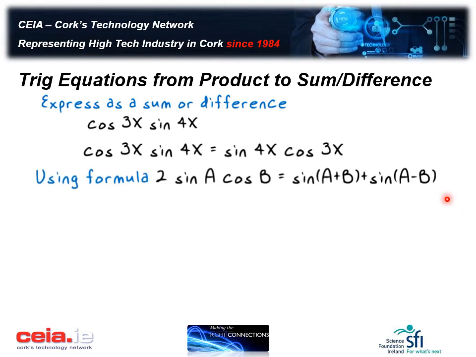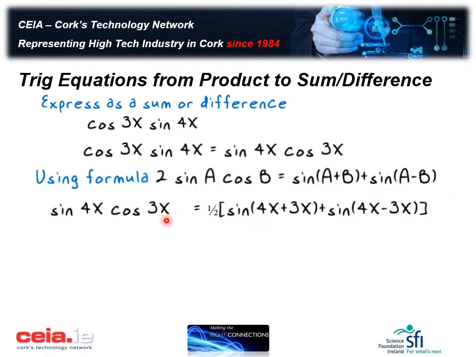With quite little effort, just taking a minute or two to think, what am I being asked, and going to my maths tables. Okay, now that I've identified the correct equation to use, it's just a matter of filling in for A and B. So in this case, A is 4x and B is 3x.